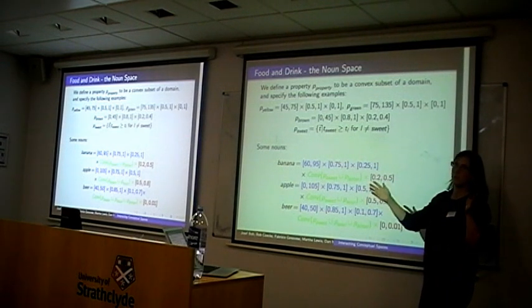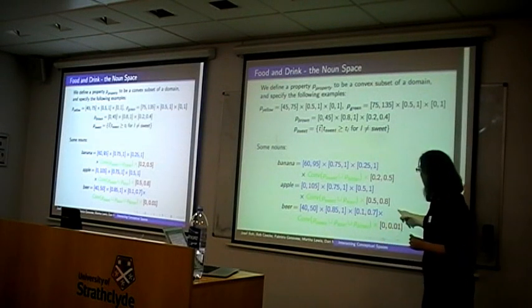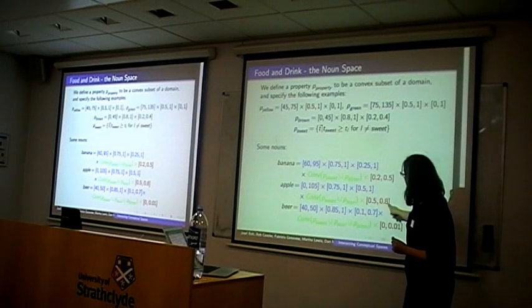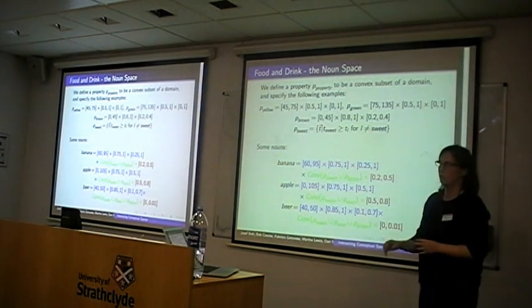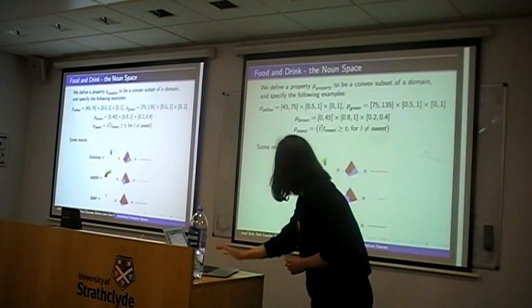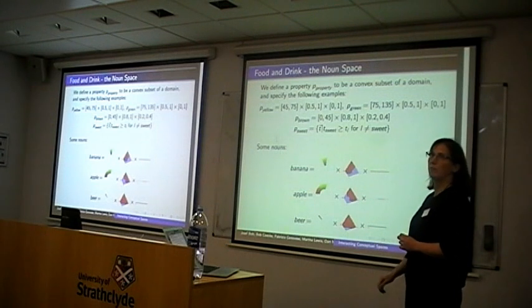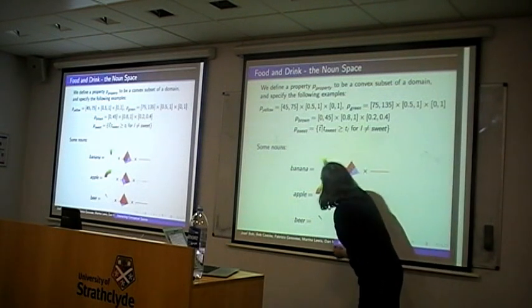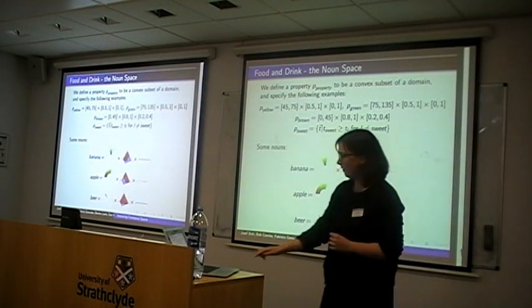I've just made up the texture thing. It just goes from 0 to 1. And it's not too important. So texture is fairly soft for banana. For apple, it's a bit harder. And then for beer, it's liquid, obviously. So you've just got a very small bit there. And here's a sort of pictorial version of that. So here are the banana colours, the apple colours, and so on.